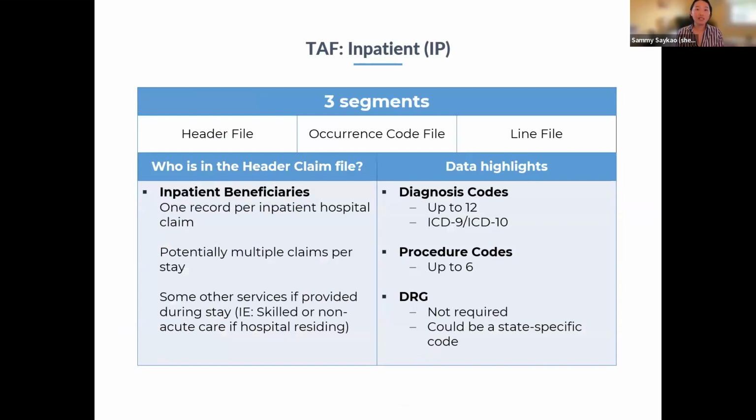So we're going to start with the TAF inpatient. It contains 3 segments, and we'll discuss the definitions of each segment after all of the TAF segments. This is the file that includes hospital stay records. So stays can actually be associated with more than one claim or one row. Data highlights include diagnosis codes and procedure codes. Note that there is a DRG present, but it's actually not required by CMS, and it could be a state-specific code. So if any of you are interested in DRG, I'd say watch out for that.